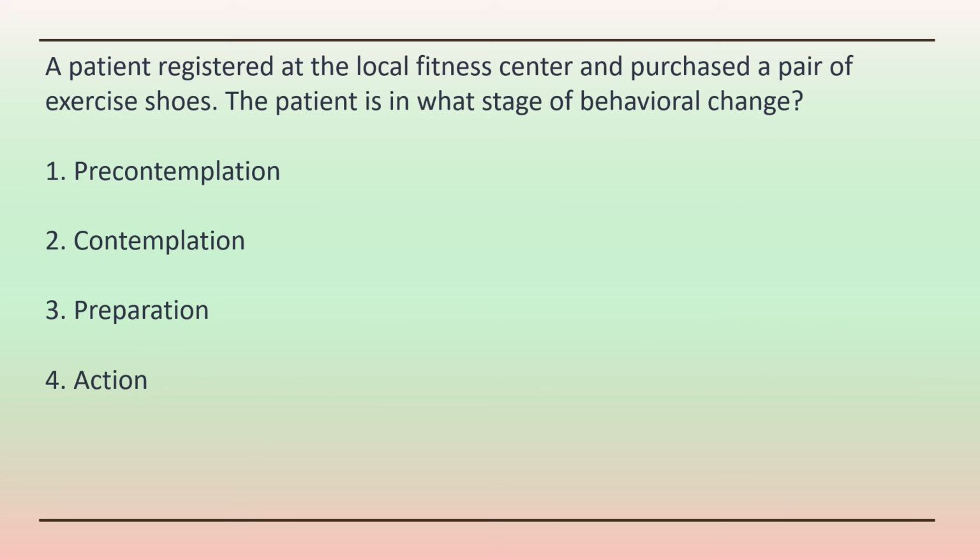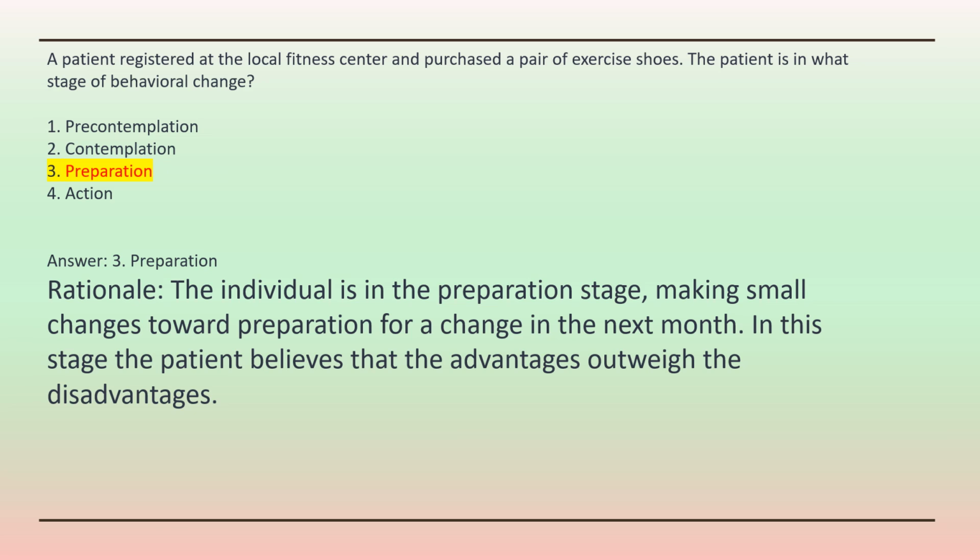A patient registered at the local fitness center and purchased a pair of exercise shoes. The patient is in what stage of behavioral change? 1. Pre-contemplation. 2. Contemplation. 3. Preparation. 4. Action. Answer 3. Preparation. Rationale. The individual is in the preparation stage, making small changes toward preparation for a change in the next month. In this stage, the patient believes that the advantages outweigh the disadvantages.